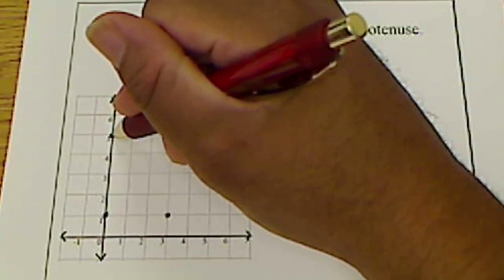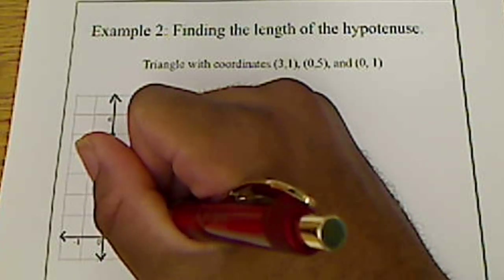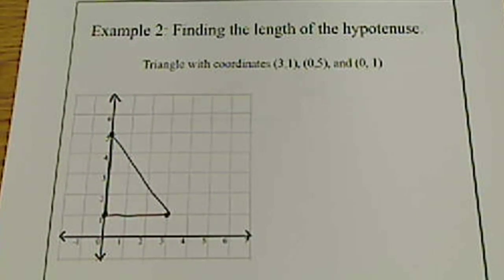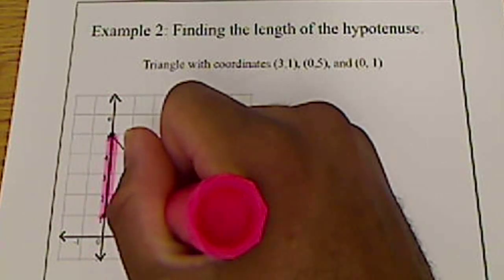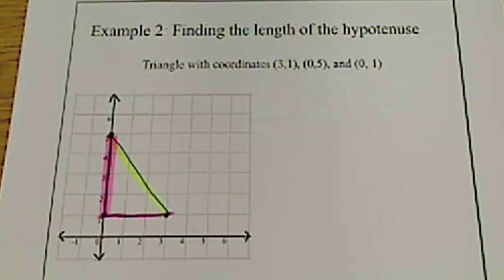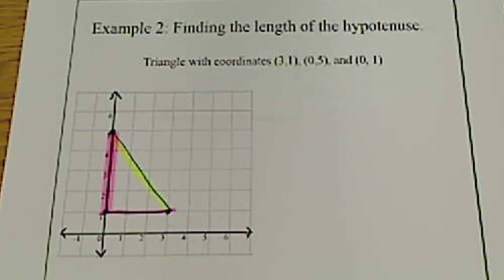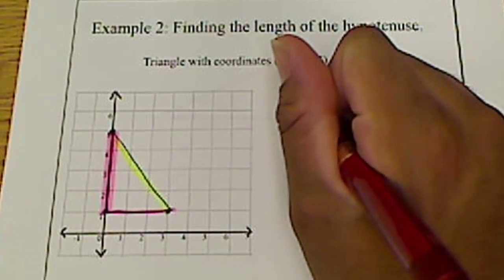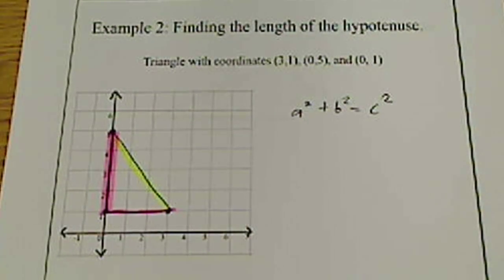Now I'm just going to connect my points on here. Alright, now, looking at this, what would be my legs? Obviously, we see this is my leg right here. This is another leg. Alright, this is the hypotenuse right here. Alright, so what would be the formula I would write down for the Pythagorean theorem? Yes, it'll be A squared plus B squared equals C squared.